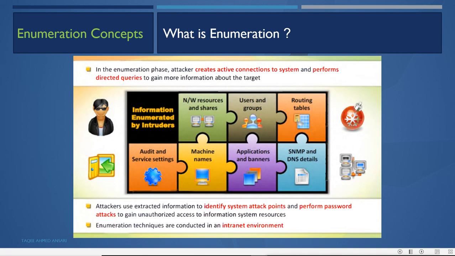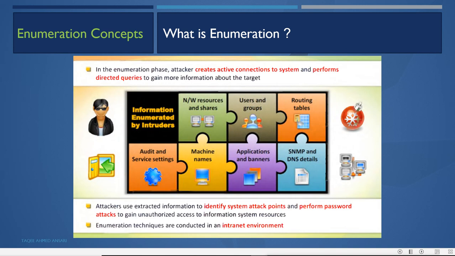So as much as possible we try to get more information from different steps or different ways. This is one of the phases where we get information, and we try to get it by actively creating a connection to the systems to gain more information about the target.